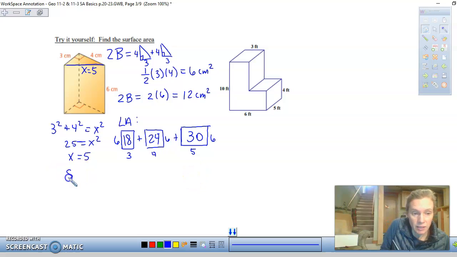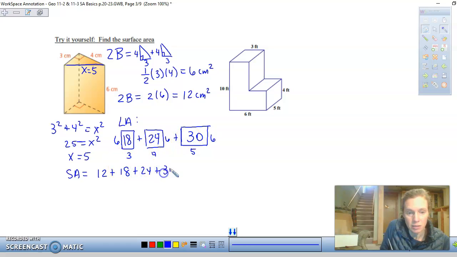So then at the very end here, you're going to do the full surface area. So my surface area for the 2 bases was 12. And then for the rectangles, I have 18 plus 24 plus 30. So grand total here, that's 30. So 84. You can use a calculator if you need to.